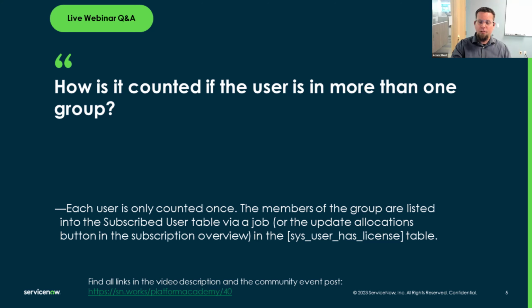If you go look at this in the subscription overview and you see the list of users, that table is the table where the sys user has license. And again, it's distincted down. So I want you to use groups. I don't want to have one group that is all my ITIL users that has 1,000 people. What's the point?